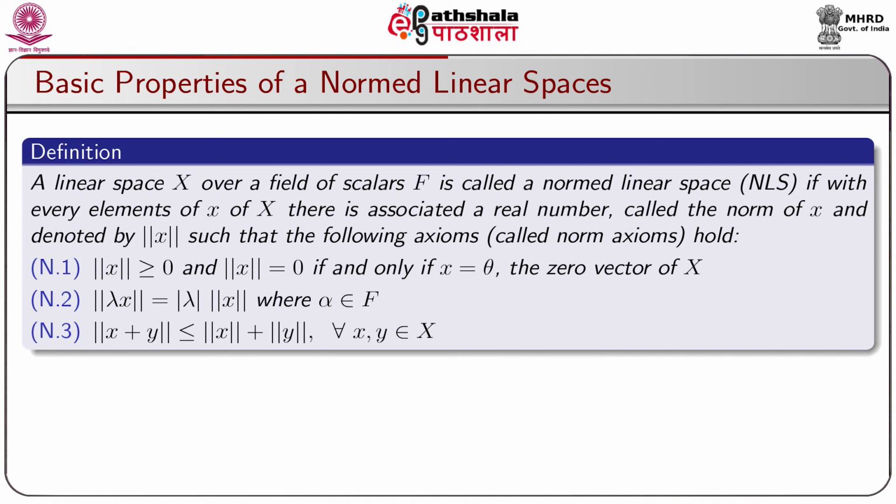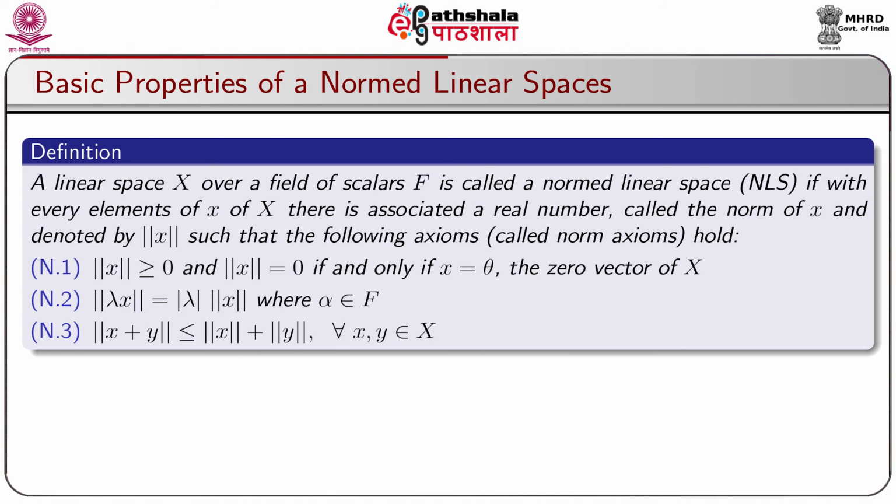A linear space X over a field of scalars F is called a normed linear space, shortly written as NLS, if with every element x of X there is associated a real number called the norm of x, denoted by this symbol, such that the following axioms, called norm axioms, hold. That is, number 1, N1 axiom: the norm of x is always greater than or equal to 0, and it is equal to 0 if and only if x equals 0, that is, the zero vector of X.